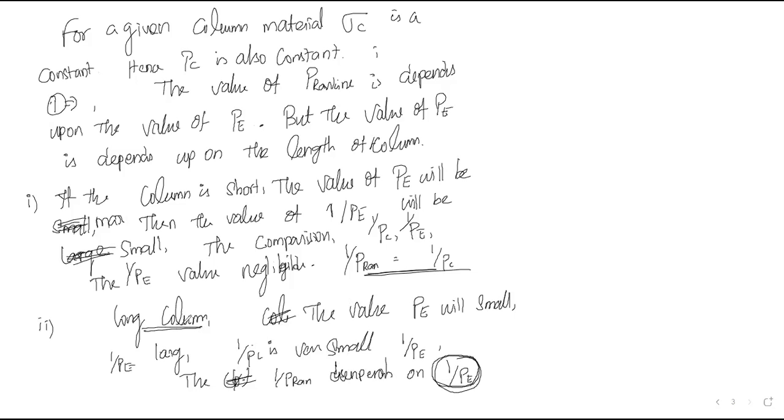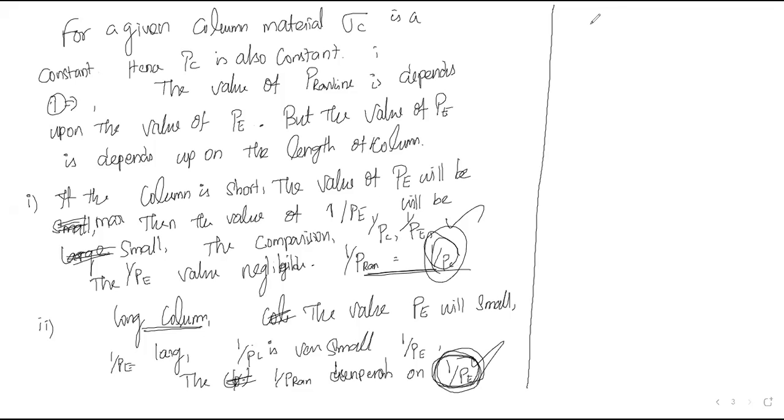So these are the two conditions. If it is short, then we go with respect to direct stress. If it is a long column, then Euler theory is going to fulfill it. The combination of both we can avail in Rankine's formula. So this is the advantage of Rankine's formula.